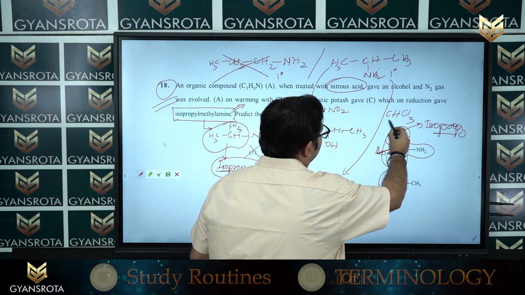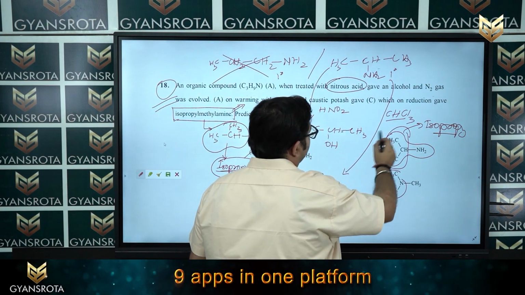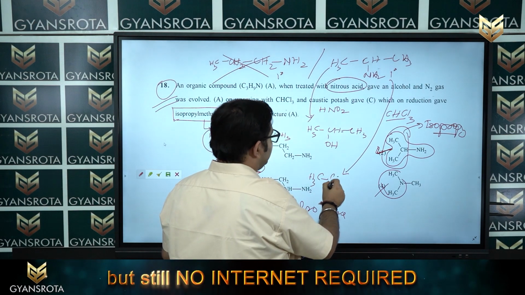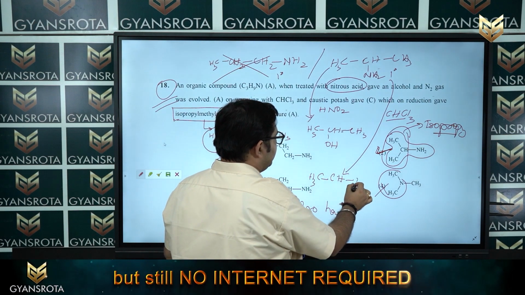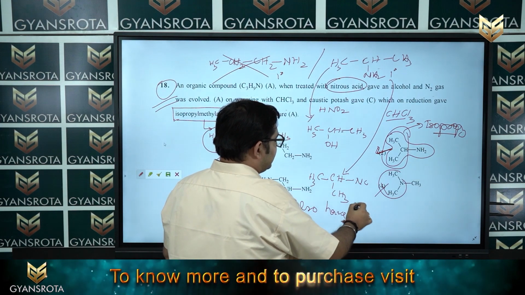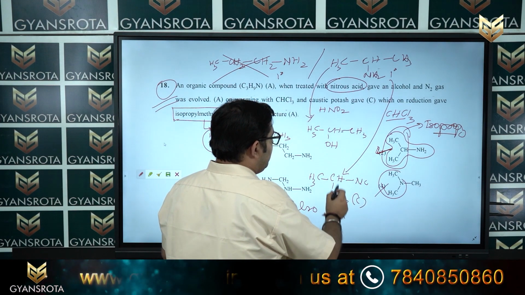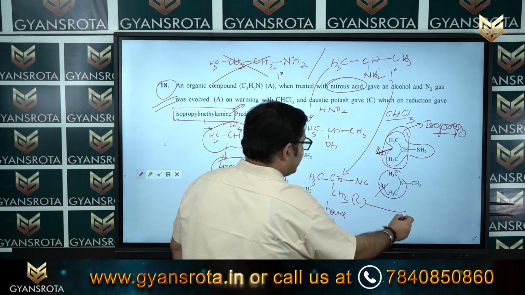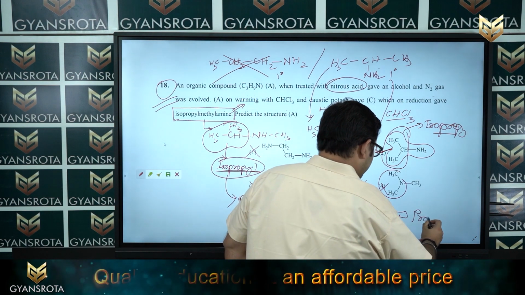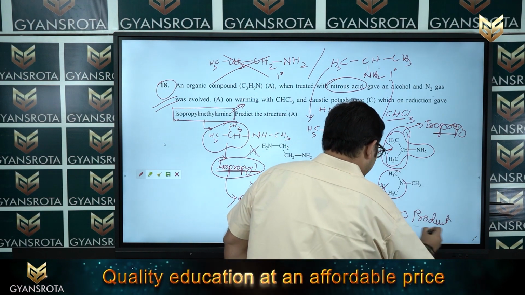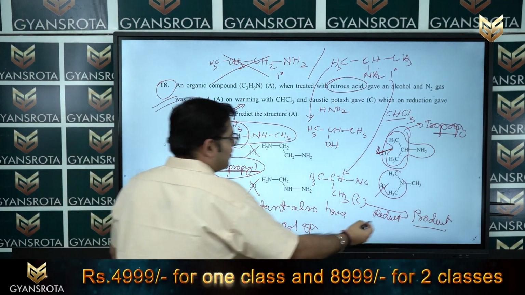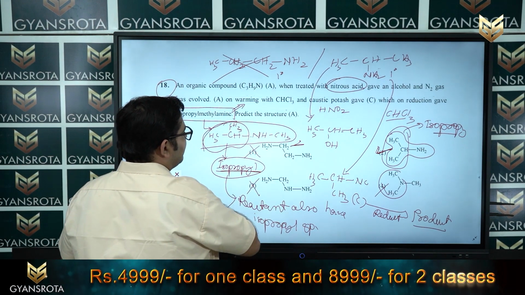So, when this one reacts with chloroform, that is CHCl3, we obtain this product, right, CH3 CH, it will be NC, and this is your CH3. So, this is nothing but C. Okay. Now, when reduction takes place again, we get our product, and the product structure I already gave. So, this is the product structure I already wrote here.